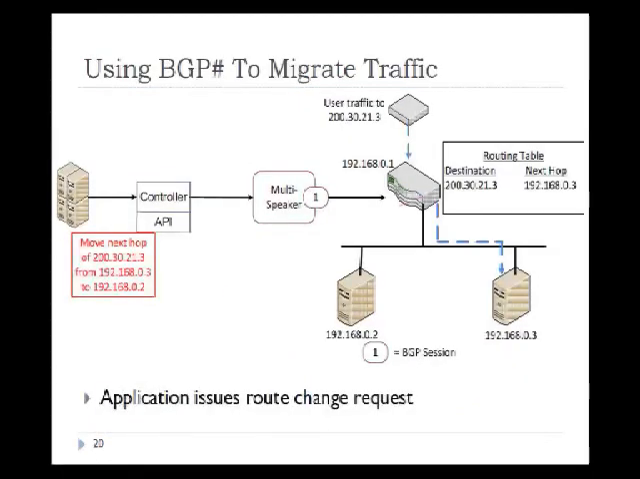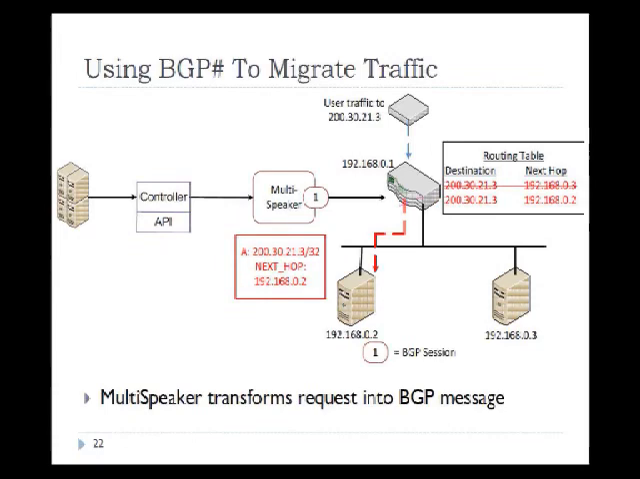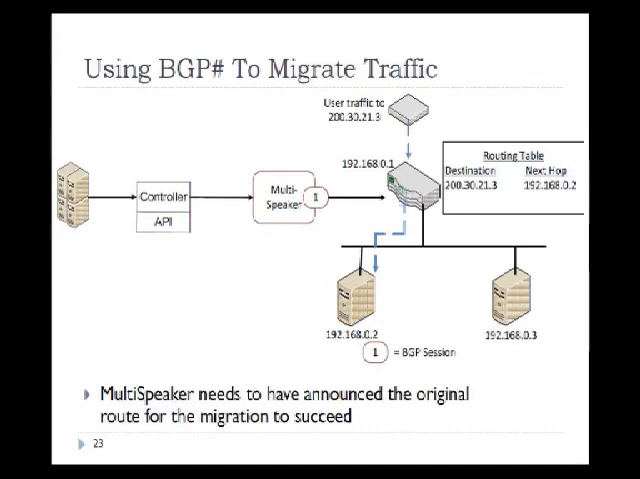For the first example, I want to look at migrating traffic. So what I'll do here is that the application from the tenant will issue a route change request, something like move the next hop from one server to another. And then the controller will actually validate and forward that request. When it gets to the speaker, the speaker transforms that request into BGP messages and sends it to the router. So the router will update its routing table. So in this case, it will move the traffic from 102.168.0.3 to 182.168.0.2. But there's a caveat. The multi-speaker needs to have announced the original route in order for this migration to succeed.